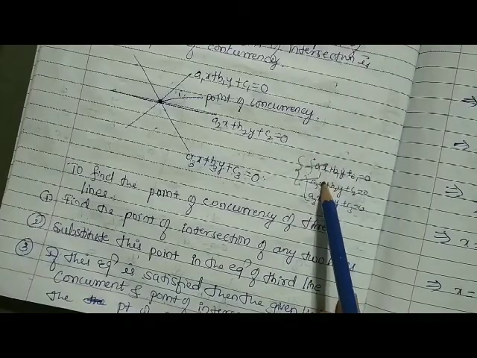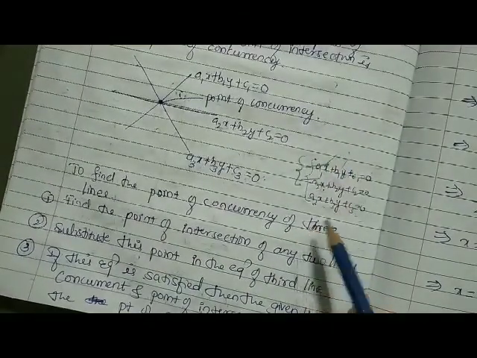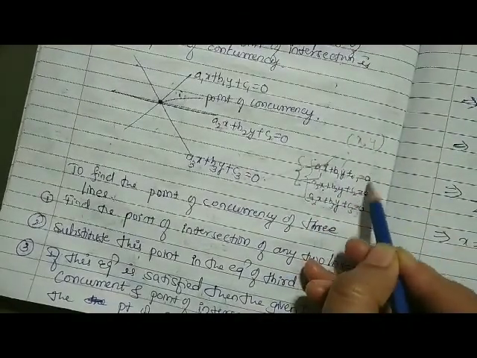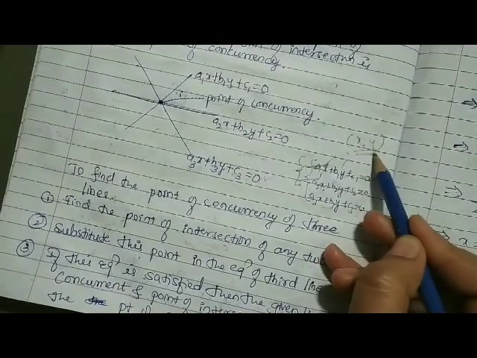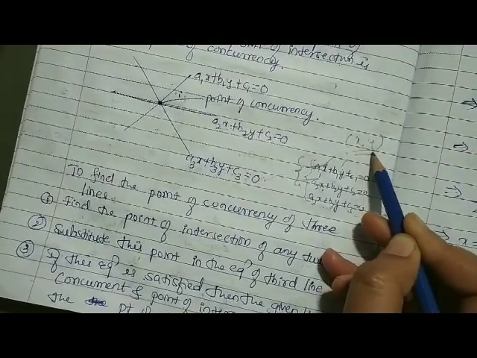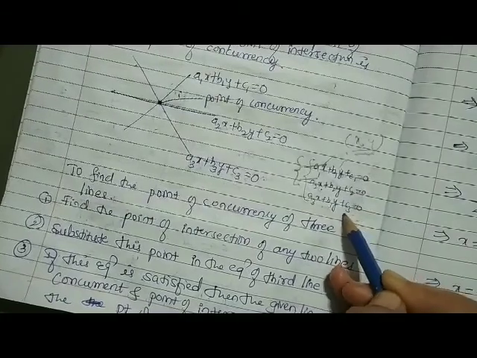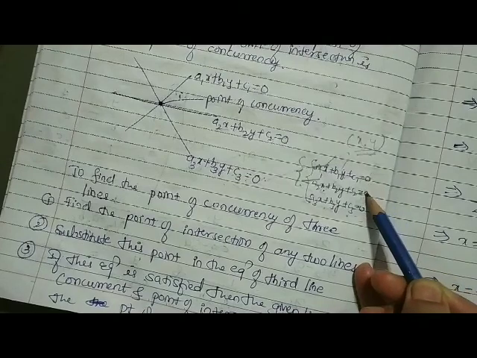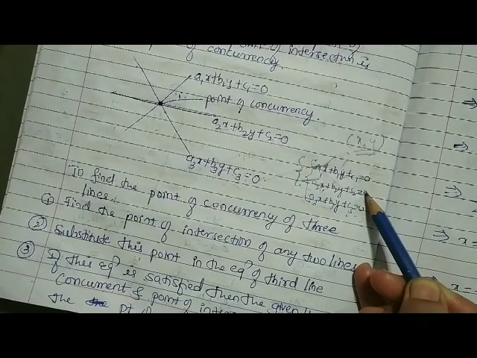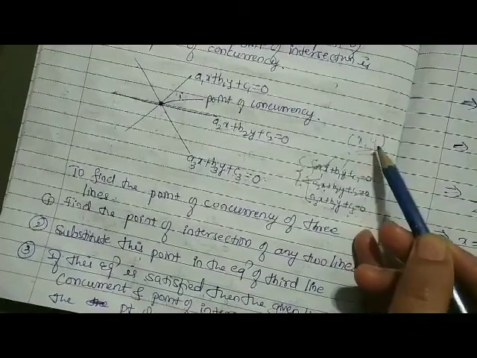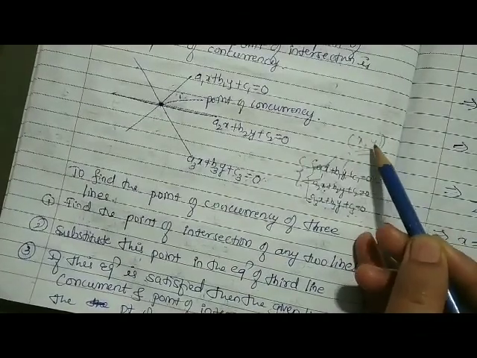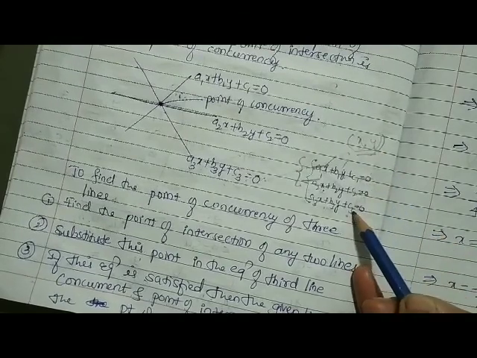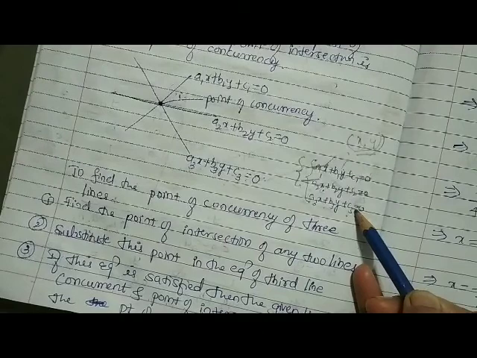After finding the point of intersection, you will get x and y values. Okay, this is the point of intersection of any two lines. After getting this point of intersection, substitute this point in the third line. So you solve these two equations by using elimination method or cross multiplication method, you will get x and y values. After getting this point, substitute this point in the equation of third line. That is step number 2.